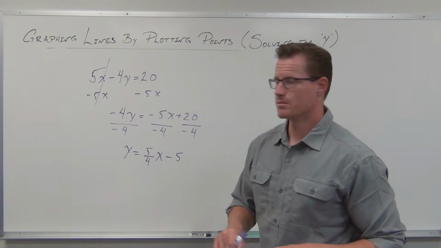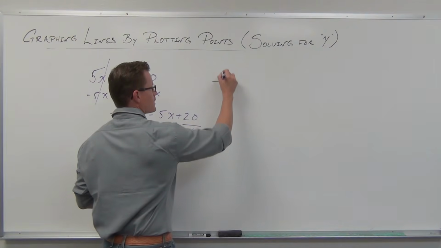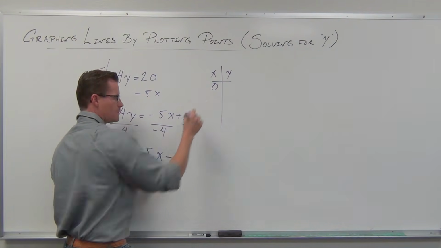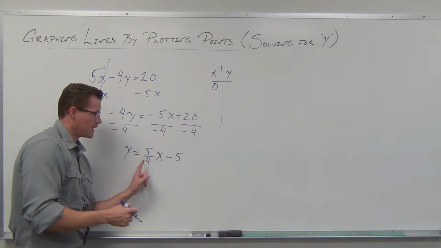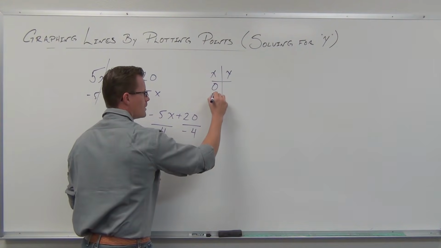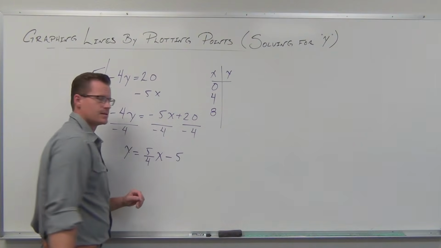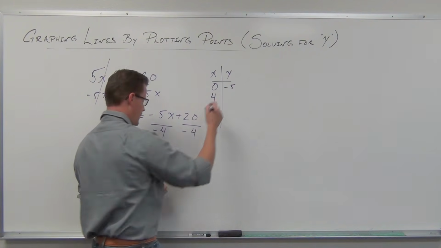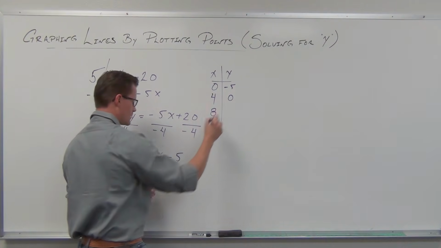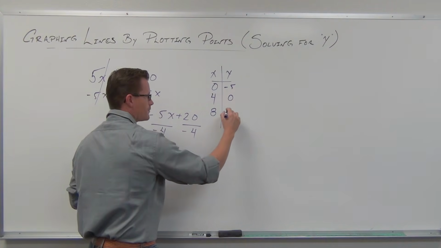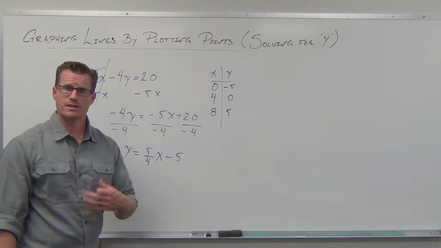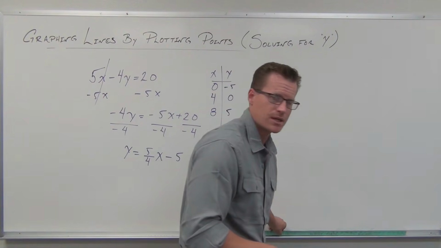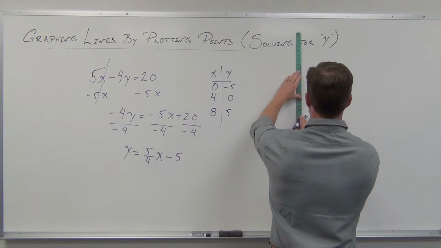I would encourage you to make some points here. The points we would make, I'd plug in 0. You always plug in 0. I'd plug in 4, and I'd plug in 8. Those are the points we would plug in. 0 is going to give you -5. 4 is going to give you 0. 8 is going to give you 5. Those are the 3 points that we would graph right now. Now, I'm cheating because I want to show you the connection. You plot those points, you're going to be A-okay.